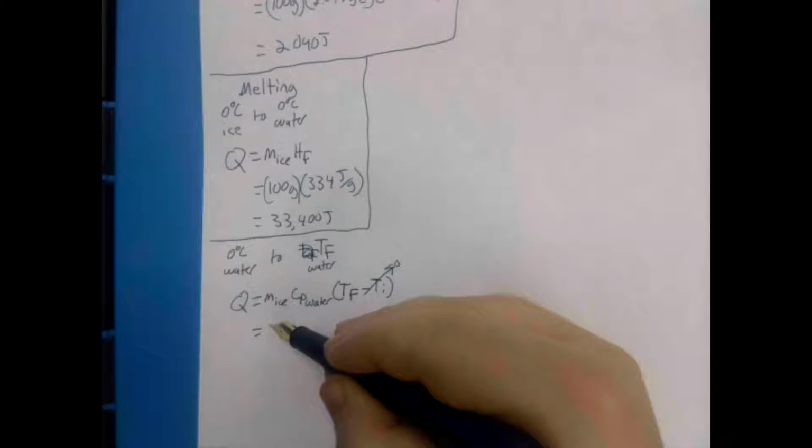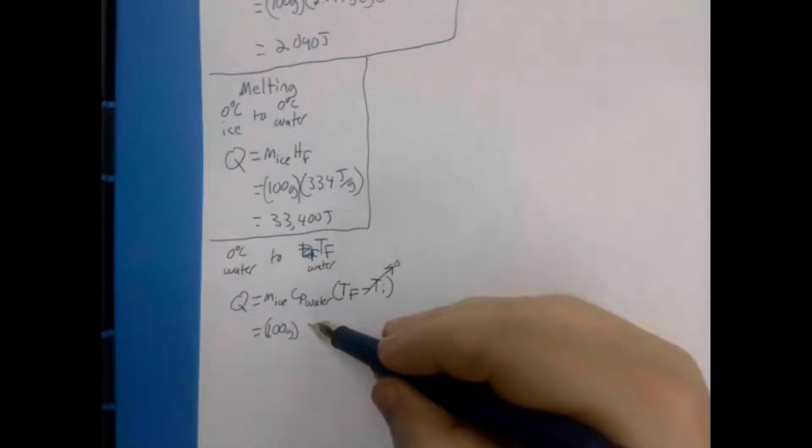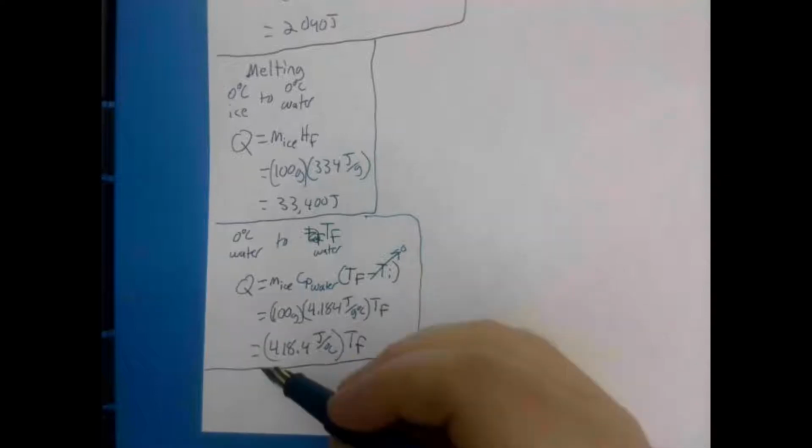So that would be 100 grams, our starting mass. And we'd use 4.184 joules per gram degree Celsius. And it'd be times Tf. So this would be 418.4, grams cancel out, giving us joules per degree Celsius times Tf. So these three things represent the heat gained by the ice.